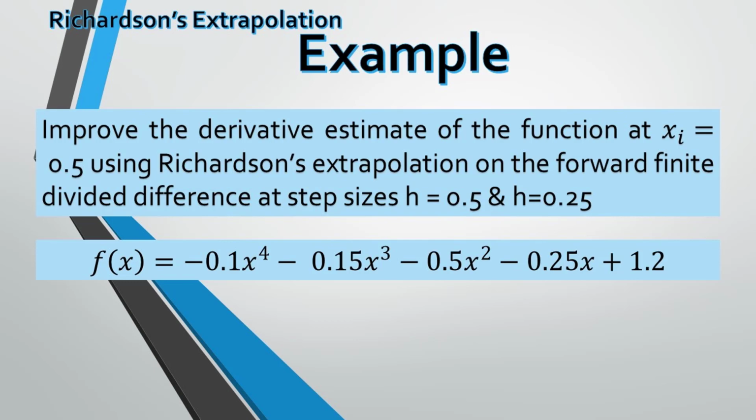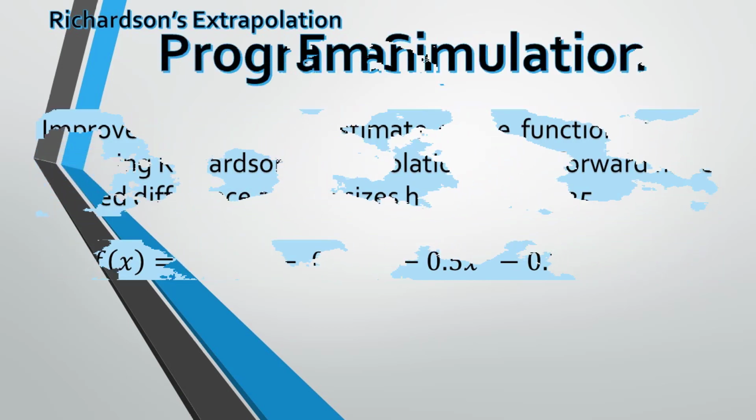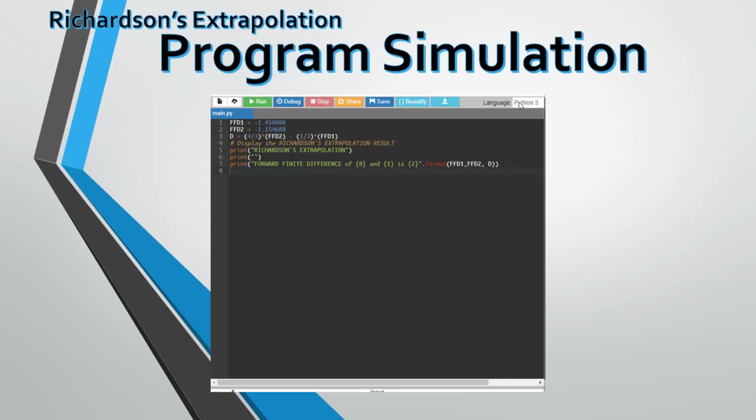Let's have an example. Improve the derivative estimate of the function at x sub i is equal to 0.5 using Richardson's extrapolation on the forward finite divided difference at step size h is equal to 0.5 and h is equal to 0.25. The function given is negative 0.1 x raised to 4 minus 0.15 x raised to 3 minus 0.5 x raised to 2 minus 0.25 x plus 1.2. Let's try and execute this example onto our program.